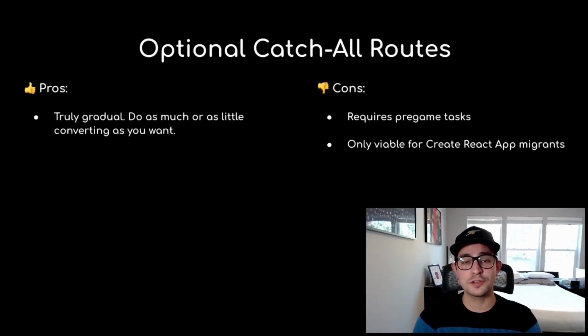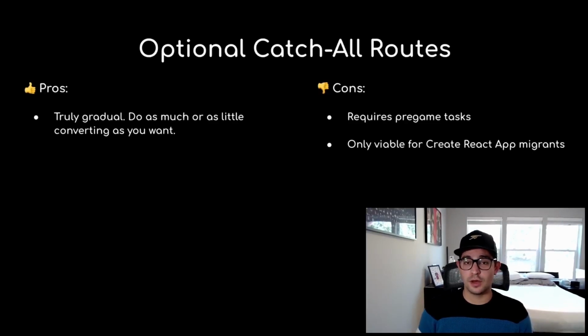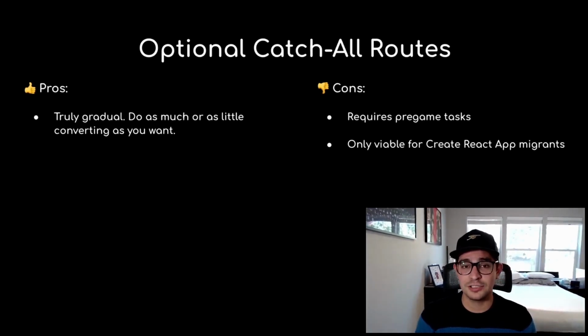So analyzing the pros and cons of this last approach, the awesome pro here is it's truly gradual. I still believe the second strategy is essentially pretty gradual, but the benefit here is you can convert as much or as little as you want while still leveraging the ecosystem of Next.js. Theoretically, you don't actually have to leverage the ability to statically pre-render or server render your React code.